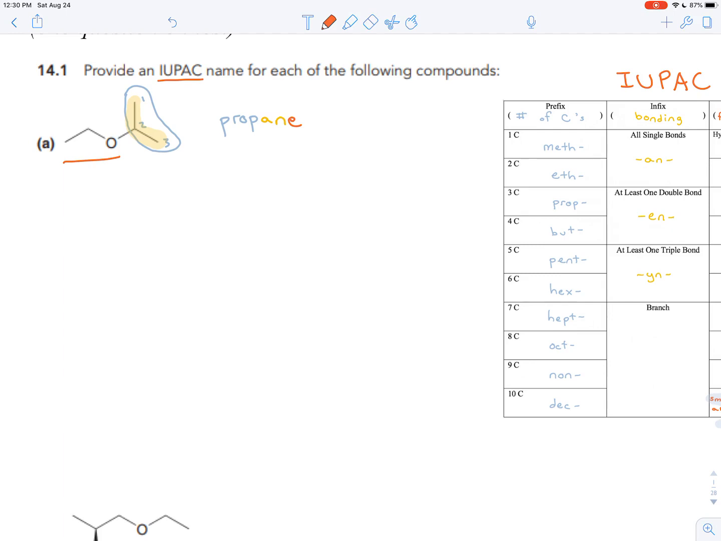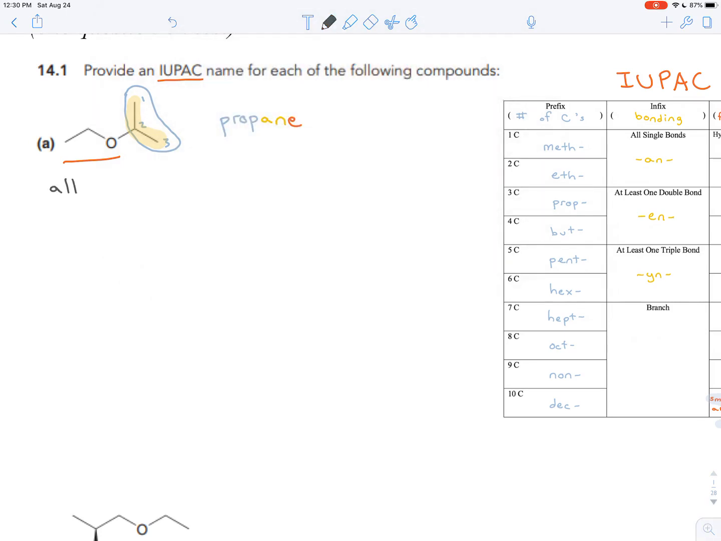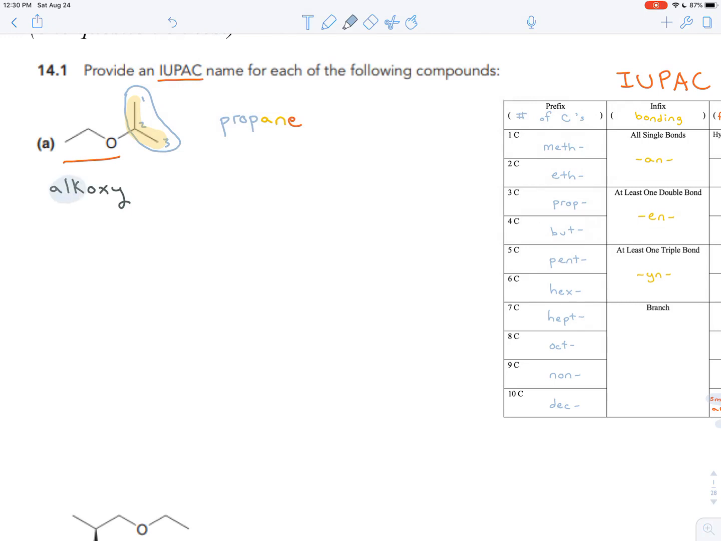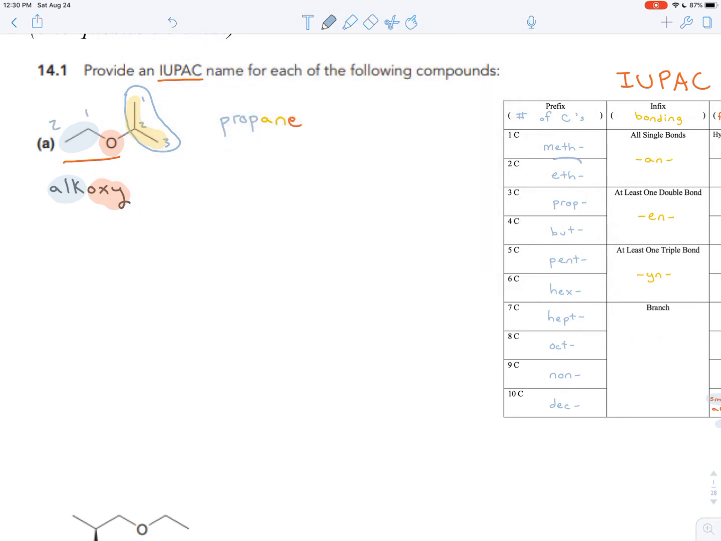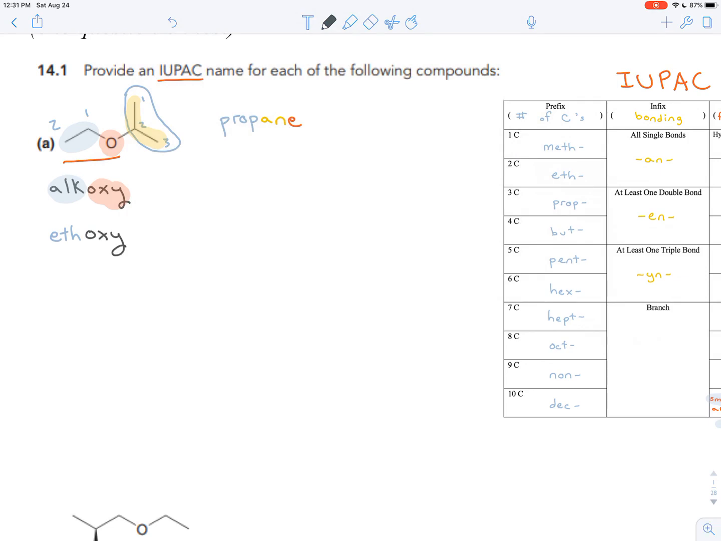The smaller carbon chain and the oxygen are going to be named as what's called an alkoxy branch. The alk is going to refer to the carbons in this smaller chain. And oxy will always stay the same. That's just telling you that you have that ether oxygen there. Now here, because we have 2 carbons, the prefix is going to be eth. And because we have that oxygen, it's oxy, and so the name for that branch would be ethoxy.